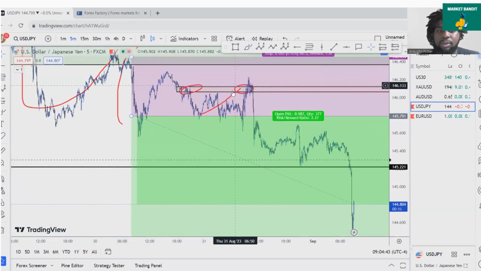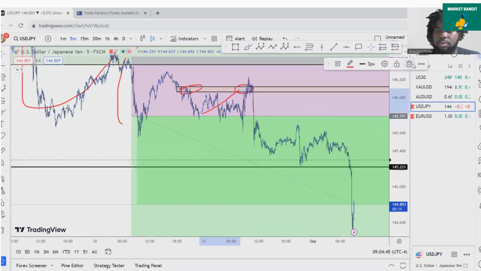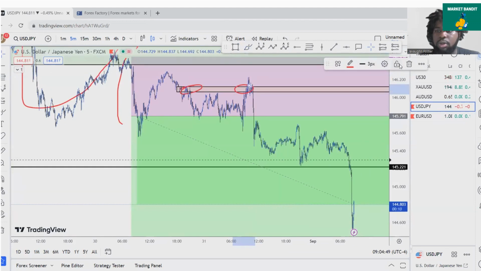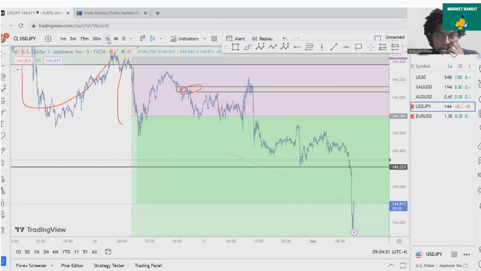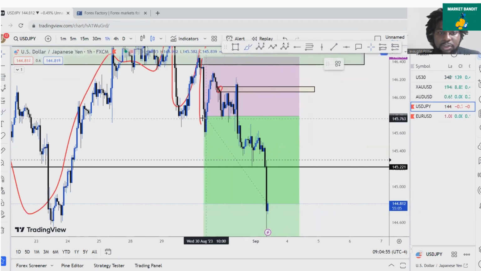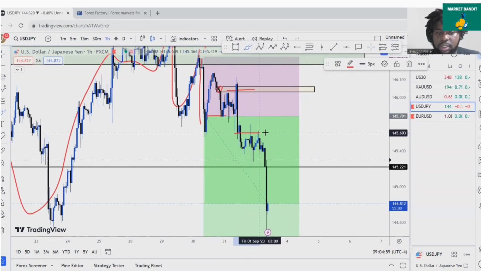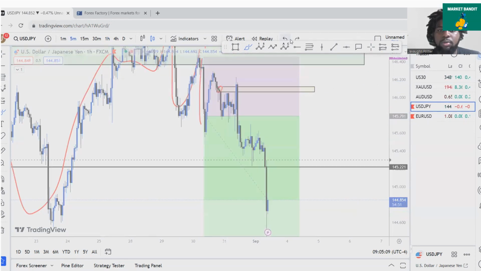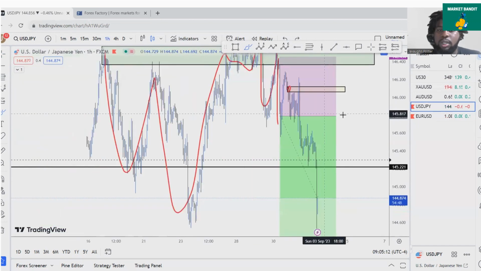But I closed out my first 2 entries early, and I left the last entry I took up here to run. So basically, I have an entry here, I have an entry here, and I have an entry somewhere here. So these 2 entries I closed out first, and I let this last one run, till today.